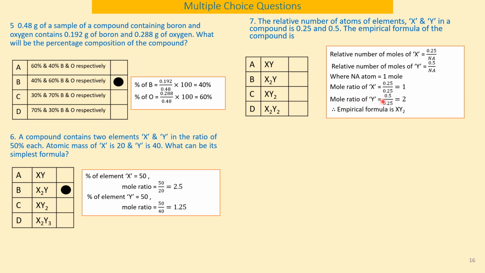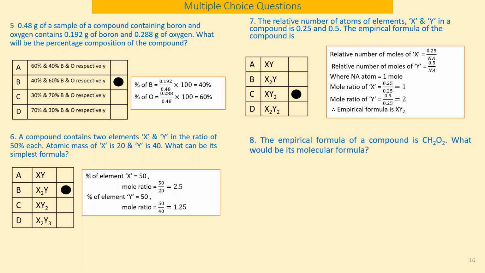Mole ratio of Y is equal to 0.5 divided by 0.25, that is equal to 2. Hence, the empirical formula is XY2. This is available in option B. Sorry, it is option C, XY2. So, please mark C as the correct answer.